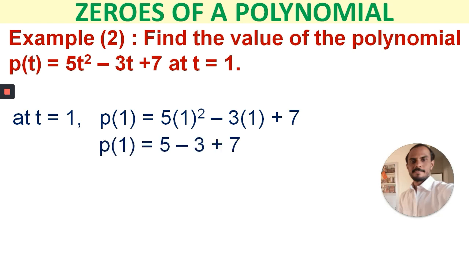Then P of 1 is equal to what it becomes? 5 minus 3 plus 7 it becomes. The next step, 5 minus 3 is what? 2 remains. 5 minus 3 is 2 plus 7 is as it is. Then P of 1 is equal to 9.